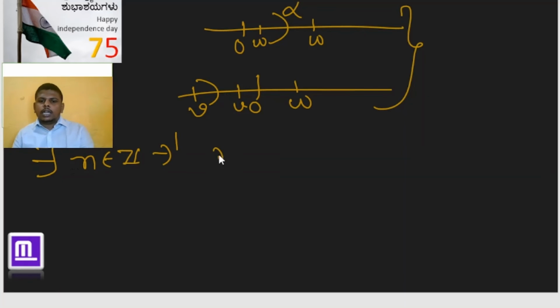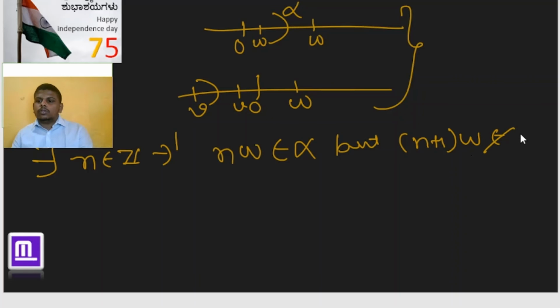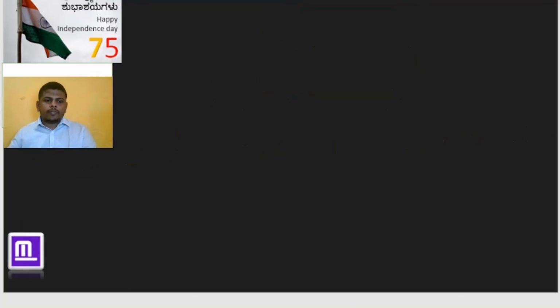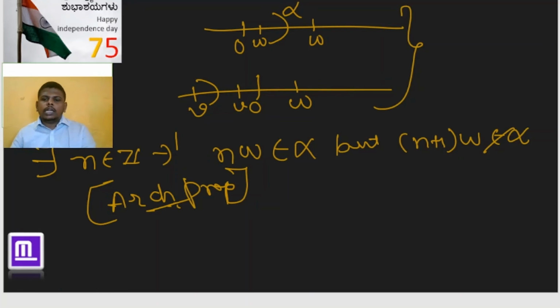integer n such that nW belongs to alpha, but the next (n plus 1) into W does not belong to alpha. So it is easy to show such kind of numbers. This directly depends on the Archimedean property.